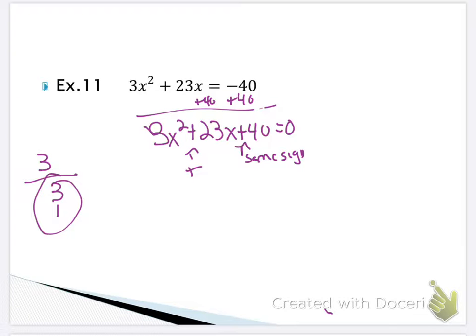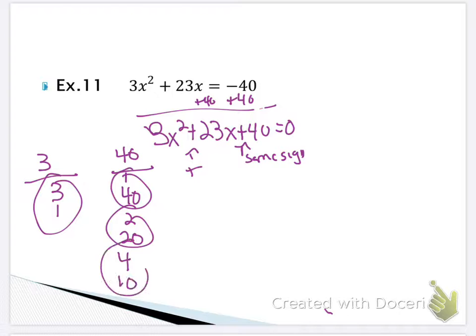And then factors of 40. So we have 1 and 40, 2 and 20, 4 and 10, 5 and 8. Since both signs have to be positive, I don't have to do any switching of signs here. We need it to add to 23. So 1 and 40, no matter how you do it, 1 times 3 is 3, 1 times 40 is 40. They add up to be bigger.